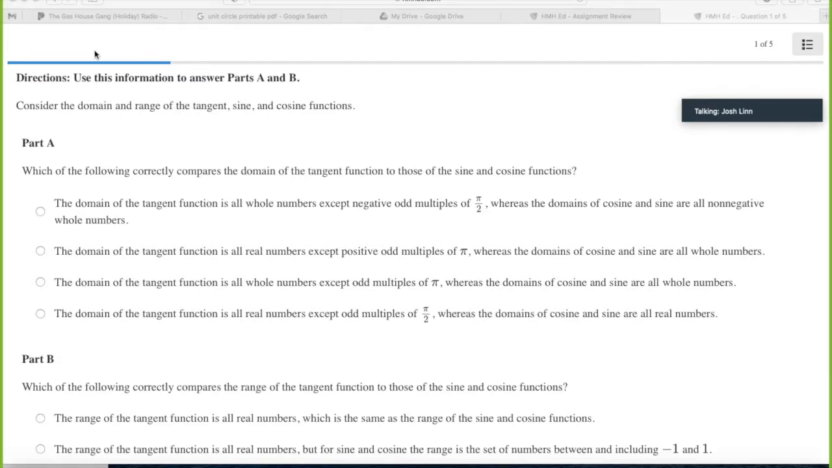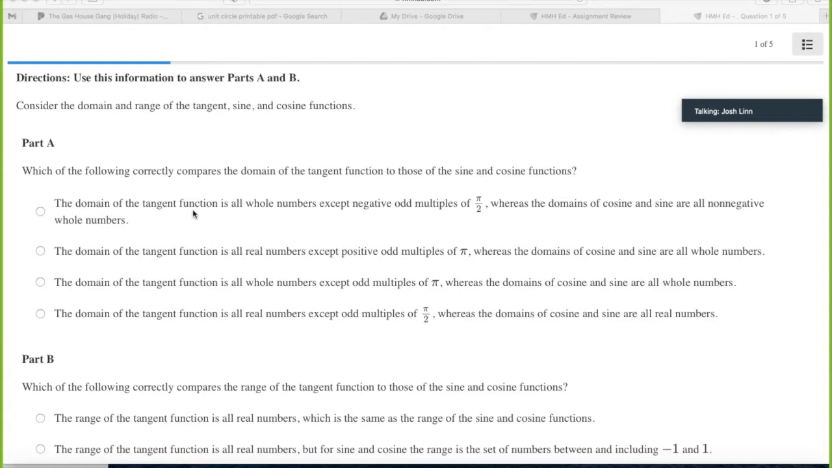So just a reminder, this is 16.2, graphing tangent functions. Consider the domain and range of tangent, sine, and cosine. Which of the following correctly compares the domain of the tangent function to those of the sine and cosine function? So domain is the x values. The domain of tangent is going to have some places where it is undefined, and in sine and cosine, it is all real numbers. So let's see what we got.